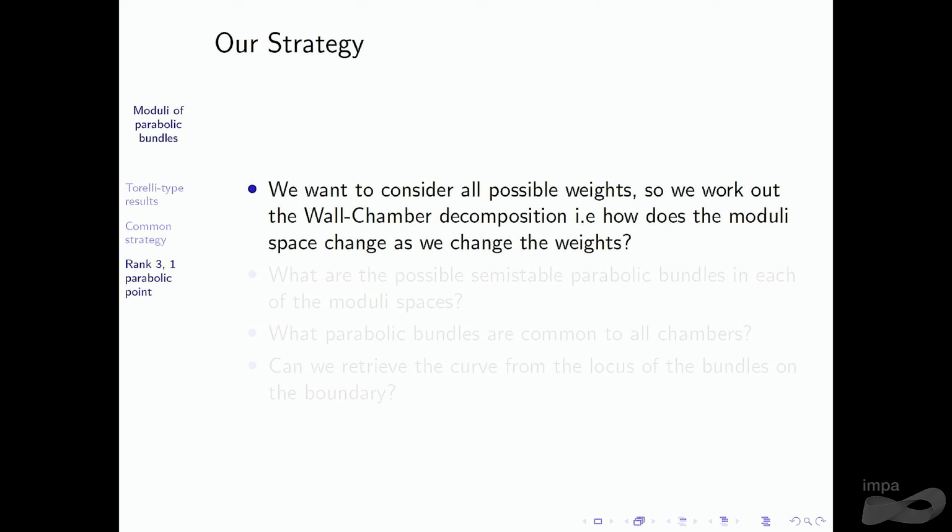Okay, so there is definitely a bit more work to do. And some things that are maybe available to him are not quite available to us. But we try nonetheless. So the first thing we want to do is to consider all possible weights. We worked out the wall-chamber decomposition. So how does the moduli space change as we change the weights?